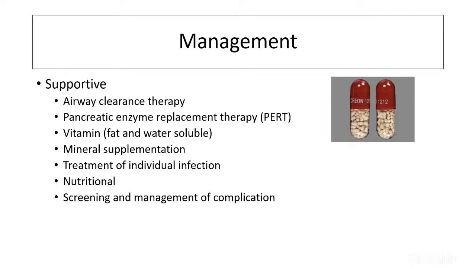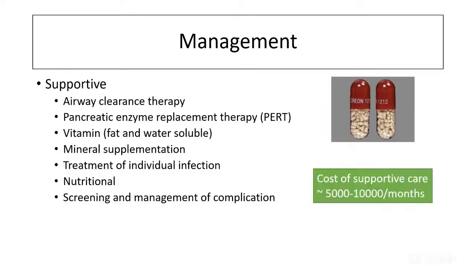Likewise, we have to give vitamins, like fat and water soluble vitamins, mineral supplementation, treatment for individual infections, nutrition support, and screening and management of complications, which children usually develop one or another of, which we are not going to discuss here. But if you give the supportive therapy, depending upon the age of the child, it costs about 5,000 to 10,000 rupees per month. So even the supportive therapy is very costly for the children.